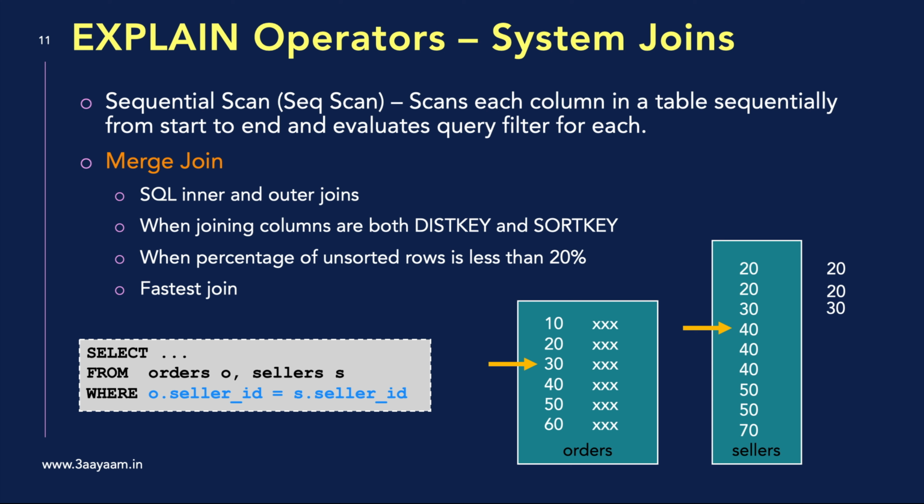And then it will move to the next one, which is 40. So 40 is not there. So on the outer table, it will move to 40. And then it will match and output the records one after the other and stop when it is 50.